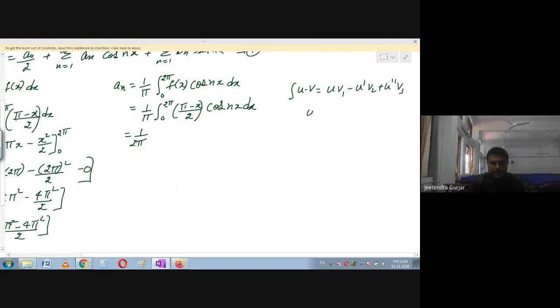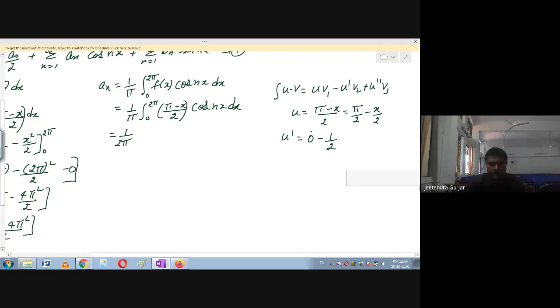We take u is equal to pi minus x upon 2. When you go for u dash, I can write like this, instead of pi minus x upon 2, I will write pi upon 2 minus x upon 2. I have just separated the 2 because pi upon 2 minus x upon 2 will be easy. Differentiation of pi upon 2 will be 0, and minus, differentiation of x is 1. So this is how you have to simplify.